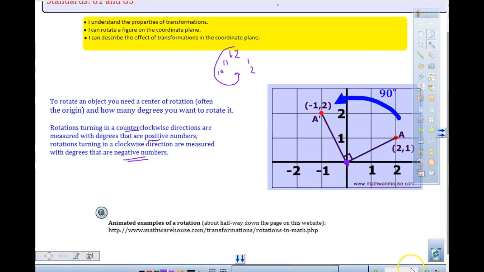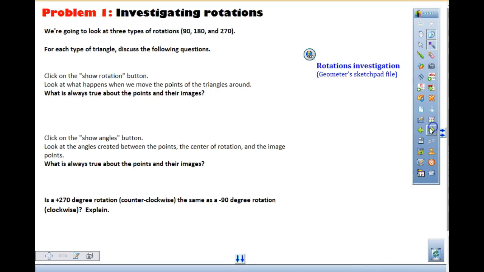As we are doing this unit and the lesson, we are going to be taking a look at the different ones. We've just looked at this rotation here. It says for each triangle, discuss the following questions. Look at what happens to move the points on the triangles around. What is always true about their points and their images? What's always true is that the sides will always have the same length.